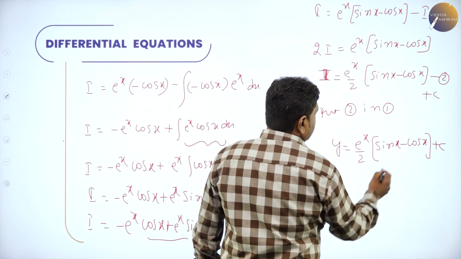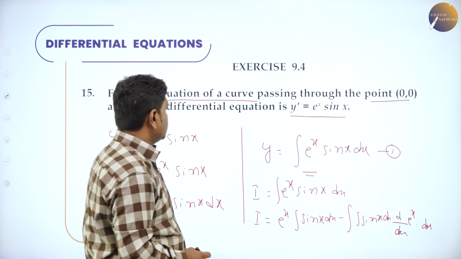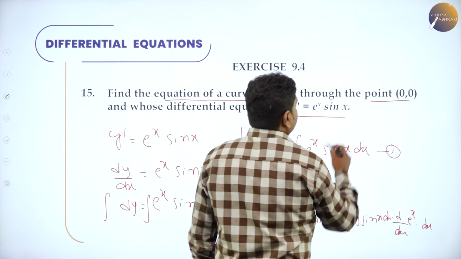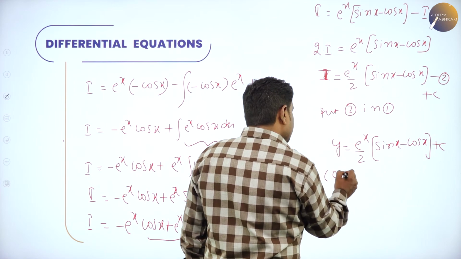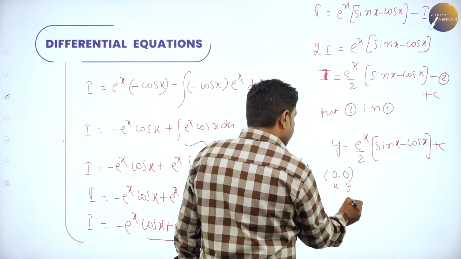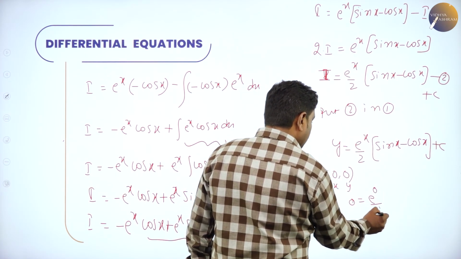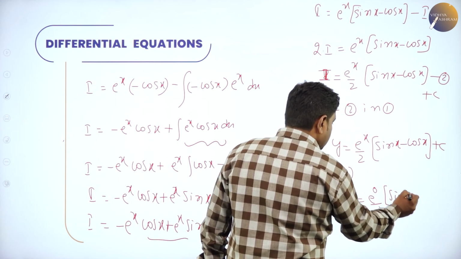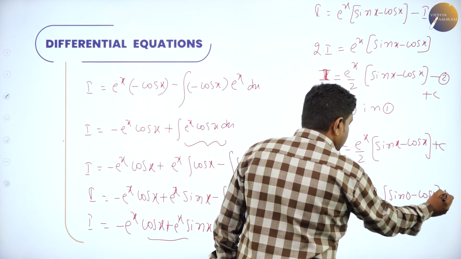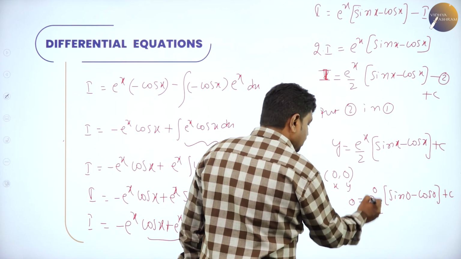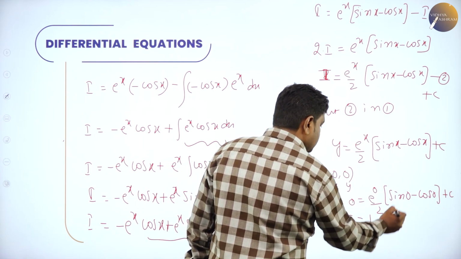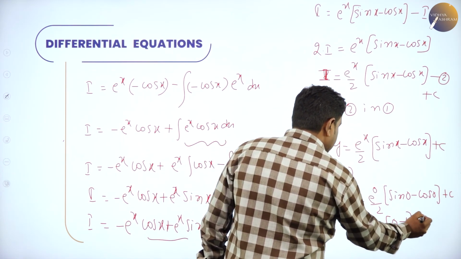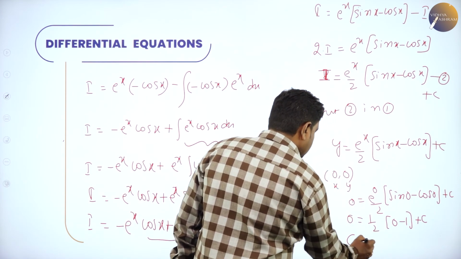I am substituting into the general solution. They want the particular solution. So at point (0, 0), your x and y both are 0. In the place of y put 0, in the place of x put 0. So it becomes sin 0 minus cos 0, so that you will get c. Anything power 0 is 1, so 1 by 2. Sin 0 is 0, 0 minus 1, so plus c. So minus of c is positive half.